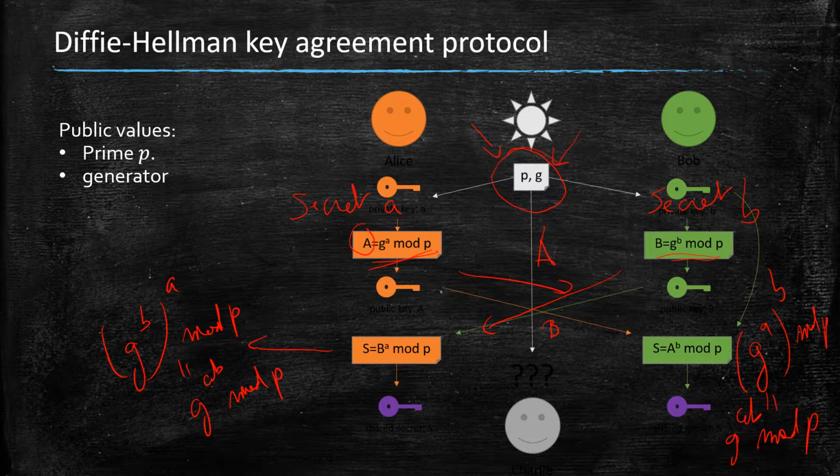Here what's important is that given capital A and capital B, an adversary is unable to retrieve lowercase a and lowercase b, okay? The hardness of this computational problem of recovering the value small a from capital A and P is called the discrete log problem. So we're relying on the assumption here that it is hard for an adversary to recover it.